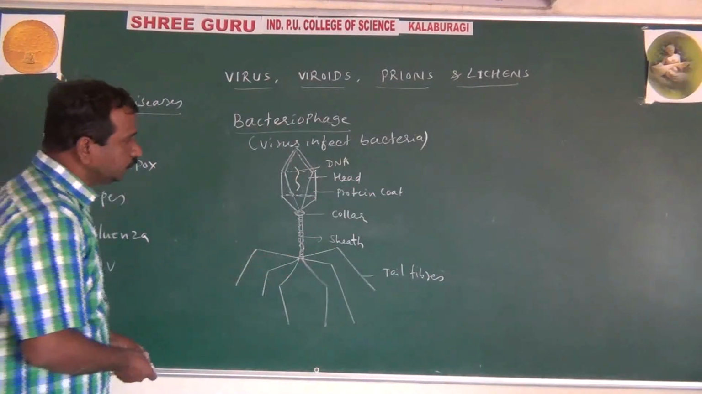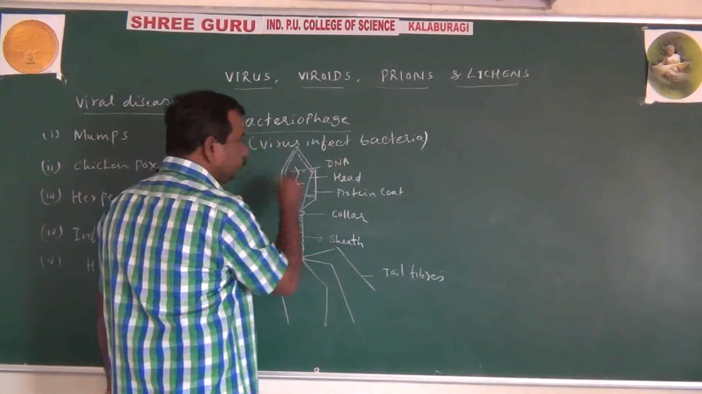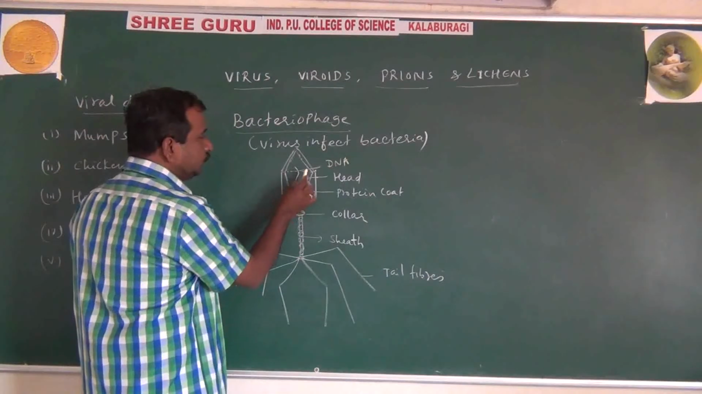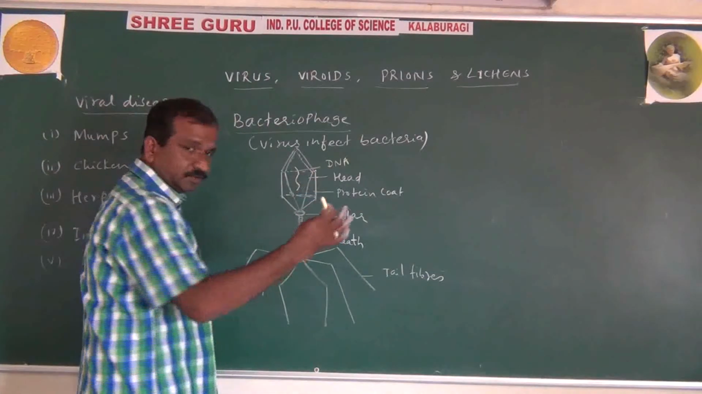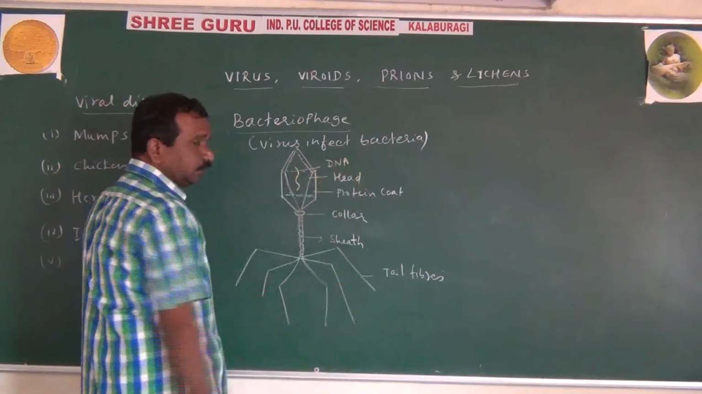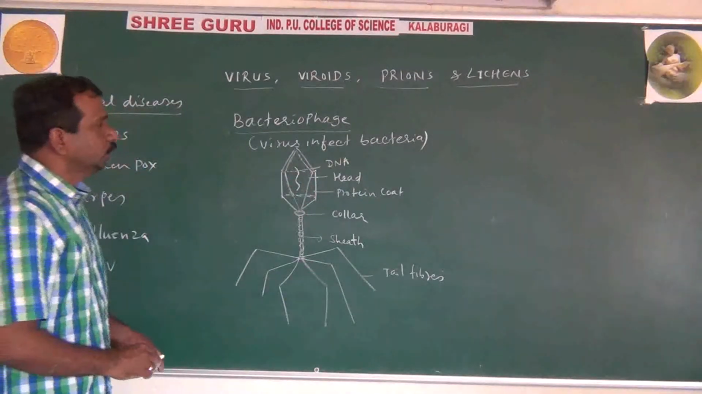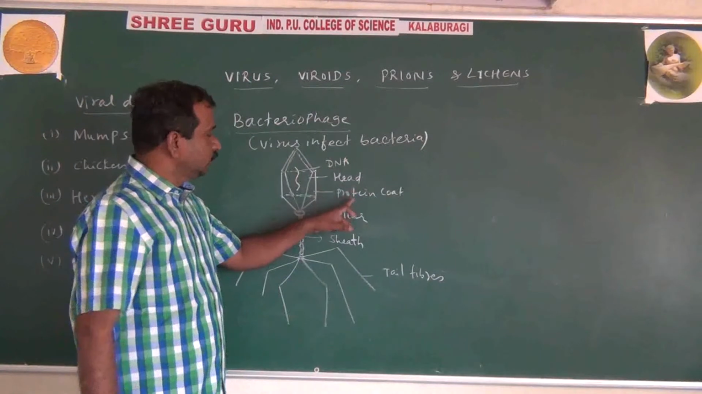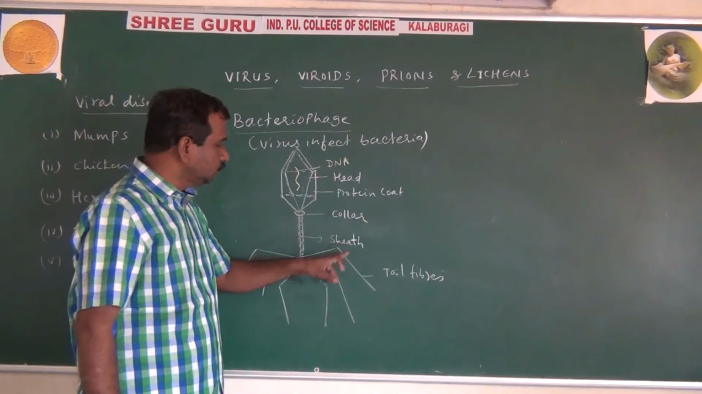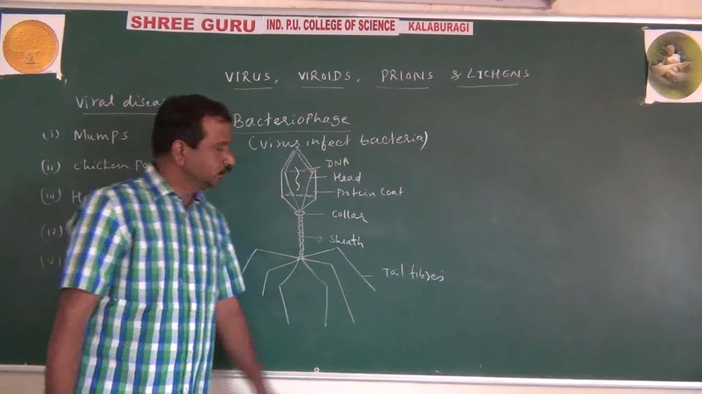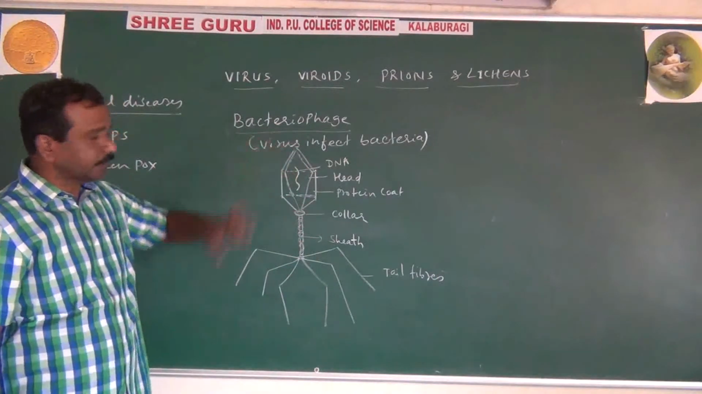Double-stranded DNA is going to be found here, and you can see that the virus's protein coat is living outside only and it is entering inside. So now head, protein coat, collar, sheath and the tail fibers. So in this way this is the bacteriophage.